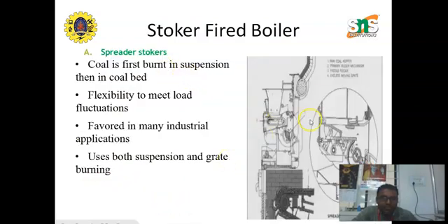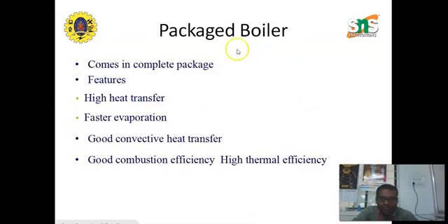Next one is the stoker fired boiler. First type is the spreader stokers. Coal is first burnt in suspension, then in the coal bed. It has flexibility to meet the load fluctuations, is favored in many industrial applications, and is used for both suspension and grate burning.